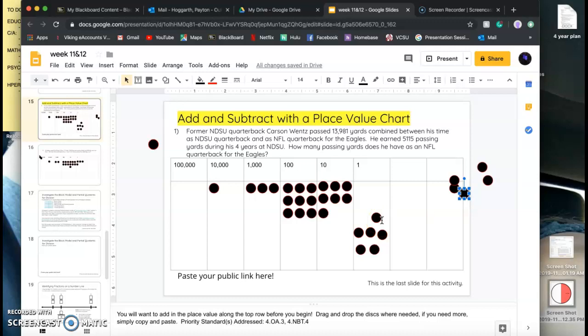So now I'm left over with 6. And since I now have 7 left in the tens, I can take 1 away from that. I will then have 6 left over, which gives me 60.